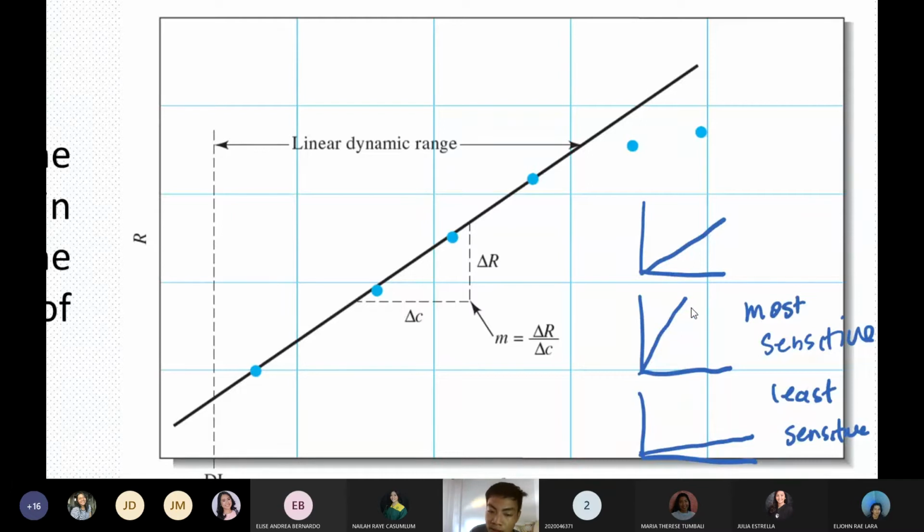Although itong most sensitive, this is good for ultra micro. Pero again, hanggang dun lang siya. That's not good for other types of analysis. So, hindi siya pwede sa trace, hindi siya pwede sa minor or major analysis. Okay.